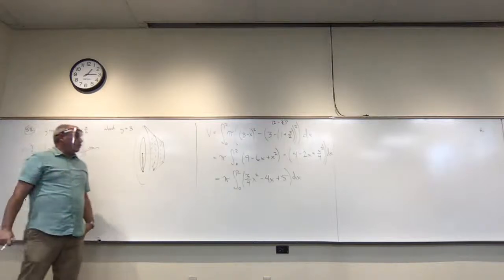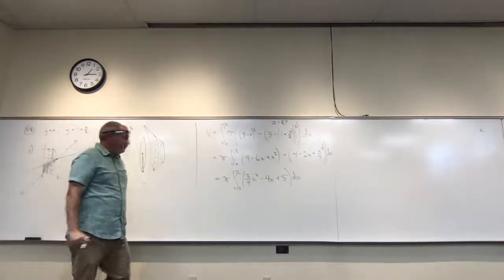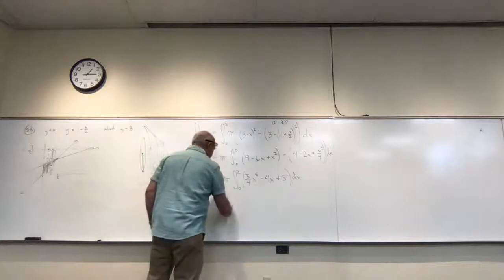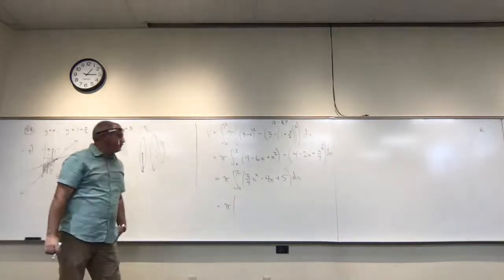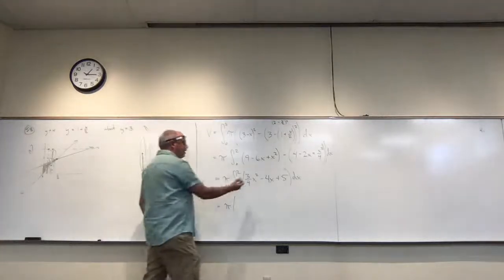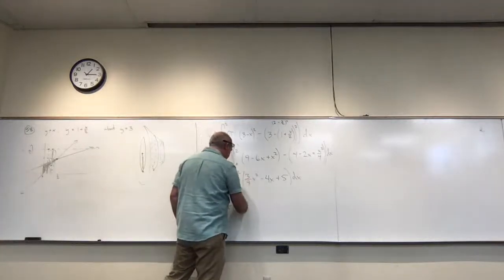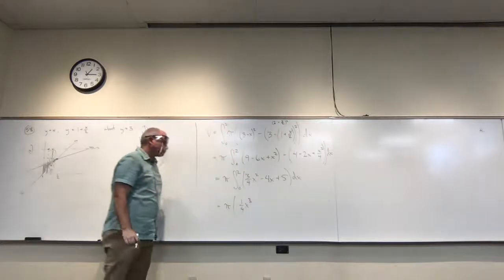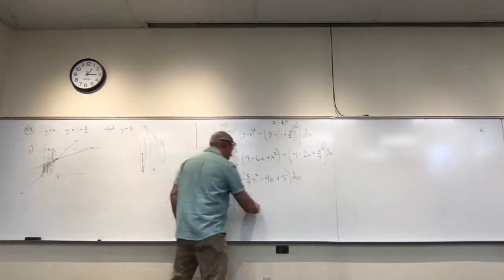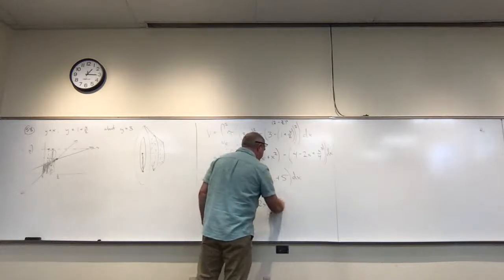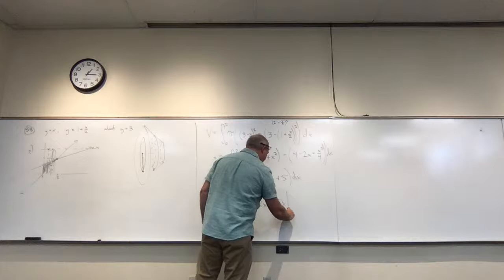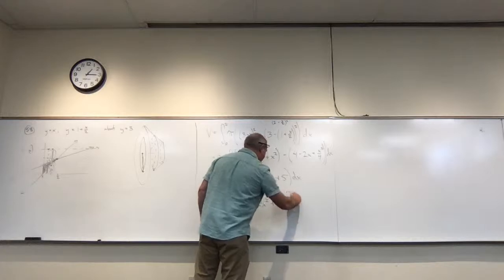All right, now we are ready to take the antiderivative. We get pi times the antiderivative of 3/4 x squared. I bump up, divide by 3, so I get 1/4 x cubed minus 2x squared plus 5x evaluated from 0 to 2.